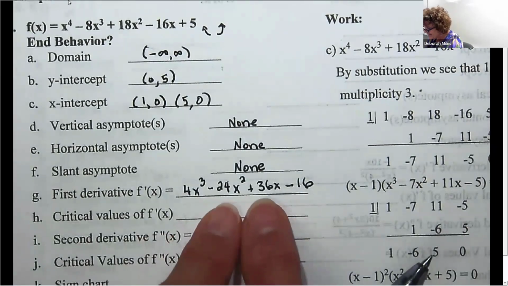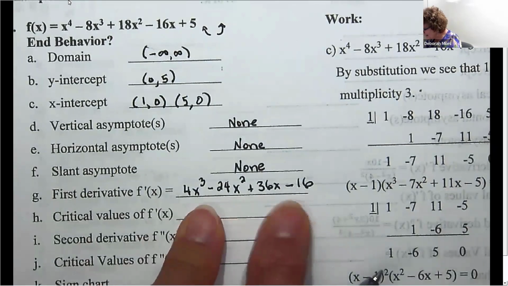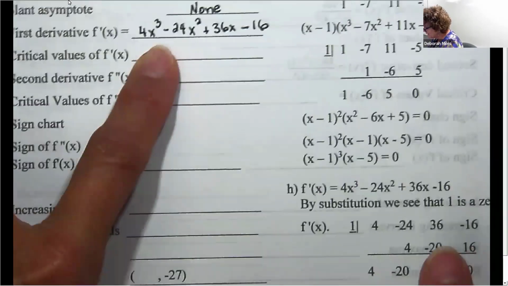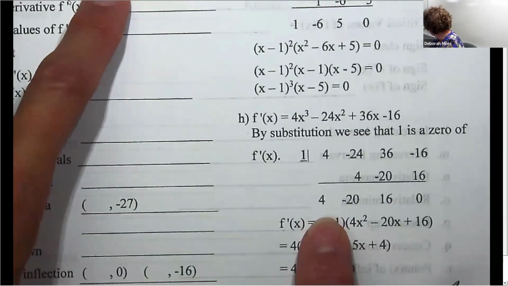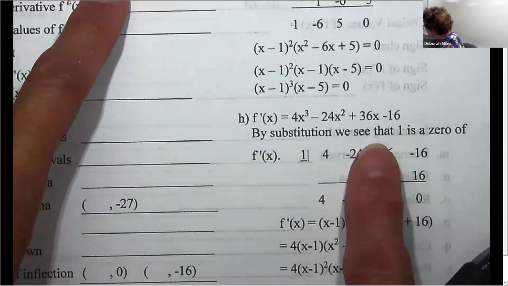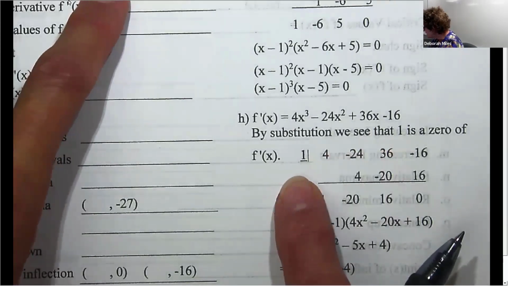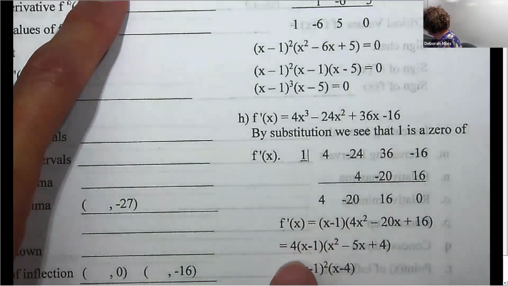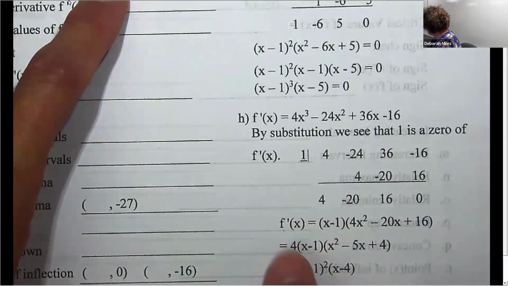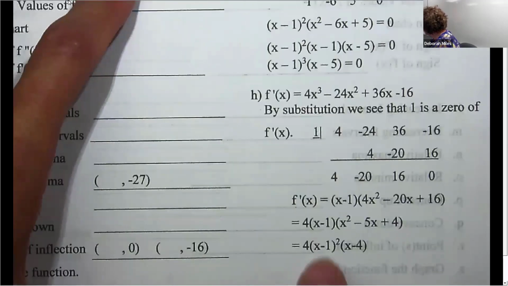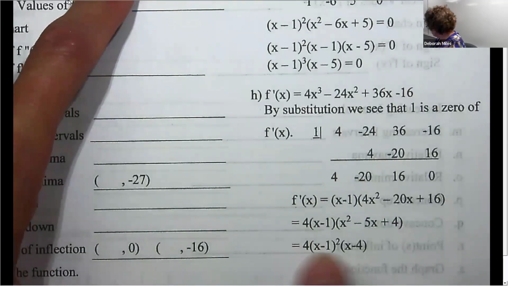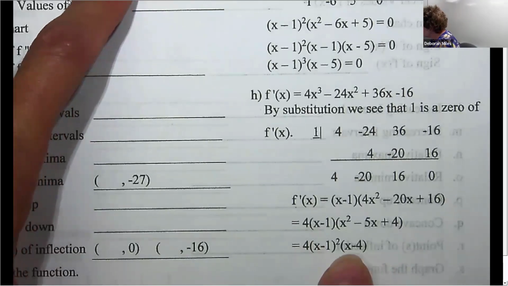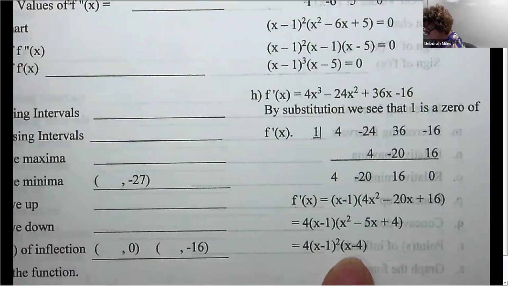And since that is a 4th degree polynomial, I tried to factor it by grouping. It wouldn't factor by grouping. So I had to go back to the possible rational zeros theorem and find the first thing that made that 0. First thing I found was 1. So I did synthetic division with 1 in the box. And I got that derivative factored finally into 4 times x minus 1 squared times x minus 4. So what are the critical numbers? 1 and 4.